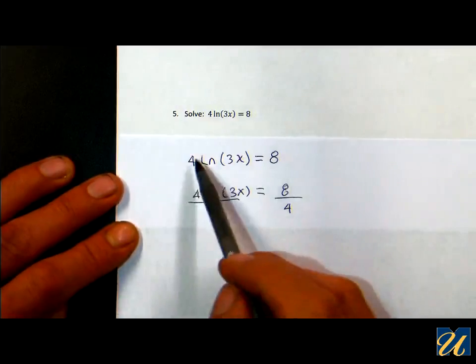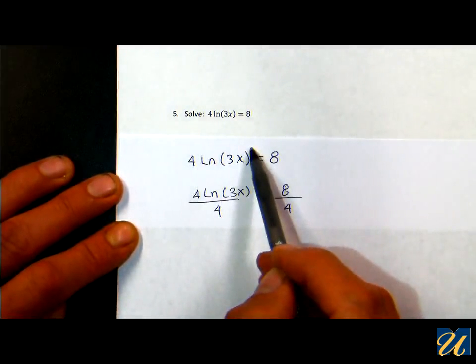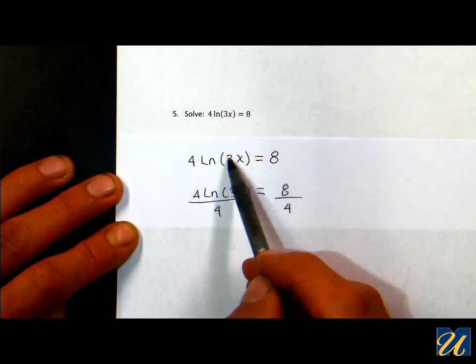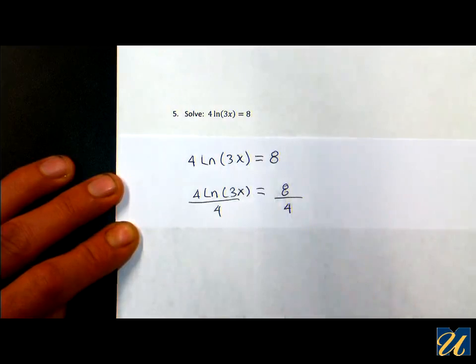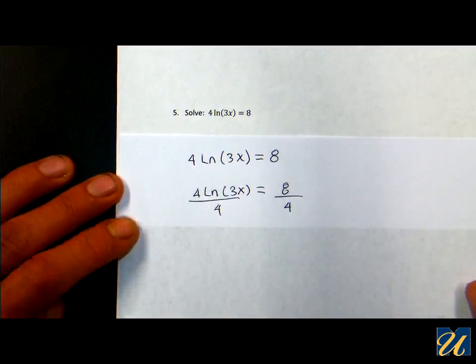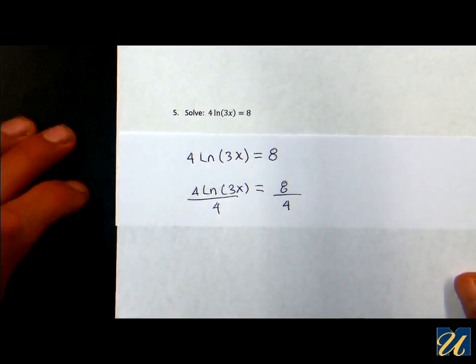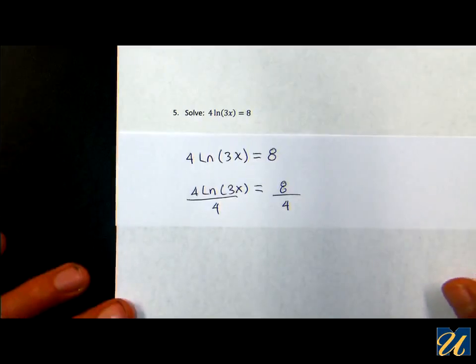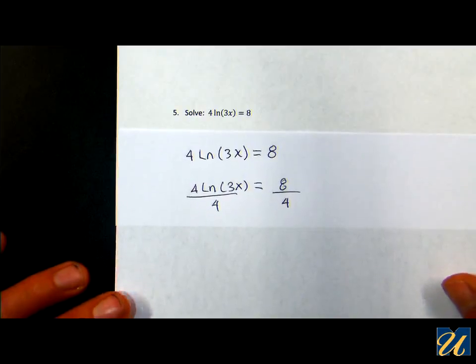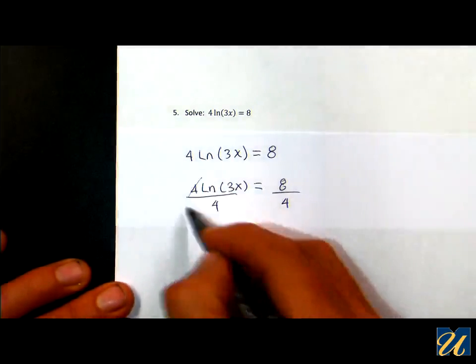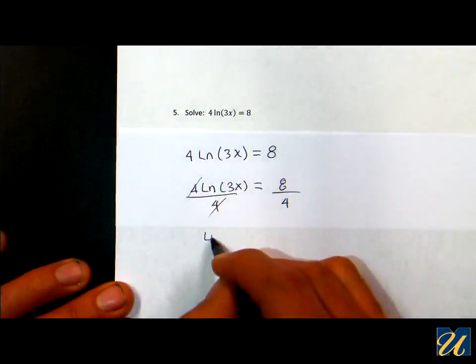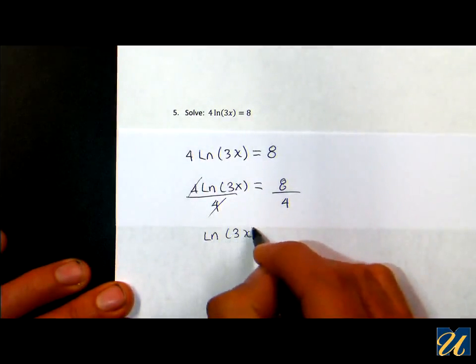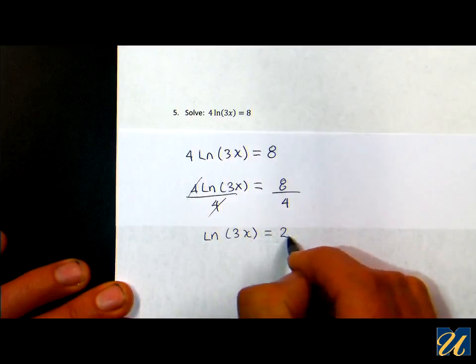Well, why not bring the 4 up here? Well, you can, but now you have a quantity to an exponent, and that will create more complex math. But it certainly will work out. Hey, why not try that? You'll end up with the same thing, but it will be many steps more. So this is the path of least resistance. 4's divide out, giving you the log of 3x is equal to 2.